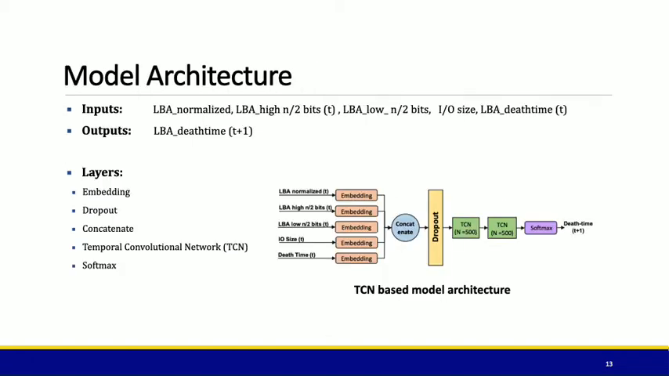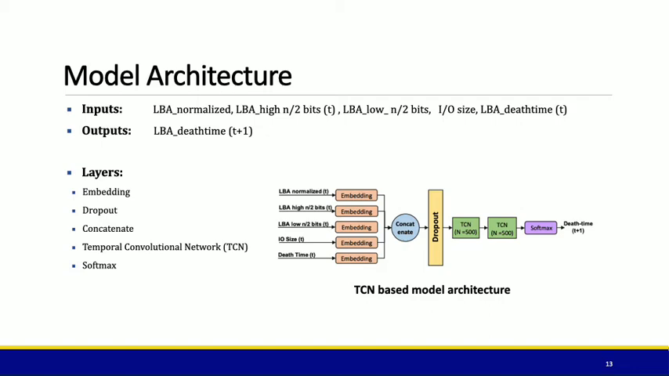The proposed model architecture is shown in this figure. The inputs to the model are categorical one-hot representations of the input features, each being fed to a separate embedding layer for dimensionality reduction. The sparse embedding vectors are concatenated and then fed through a dropout layer of 0.2 to prevent overfitting of the model.